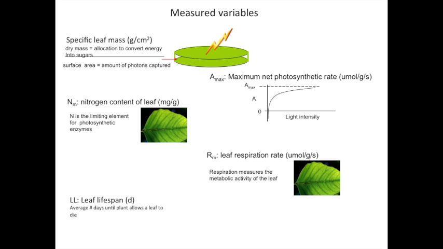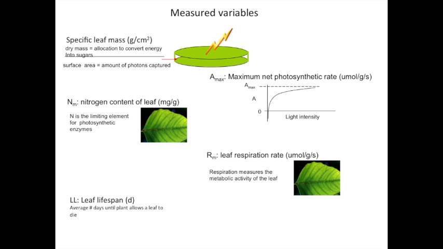And the final variable that they measured was leaf lifespan, the average number of days until the plant allows the leaf to die. Okay, so just remember, when I'm talking about leaf lifespan, I'm not talking about the leaf dying because it's being eaten. Most leaves die because the plant chooses to kill them off. All the leaves are dying around here right now, but it's because hormonal levels in the tree are causing the leaf to die.